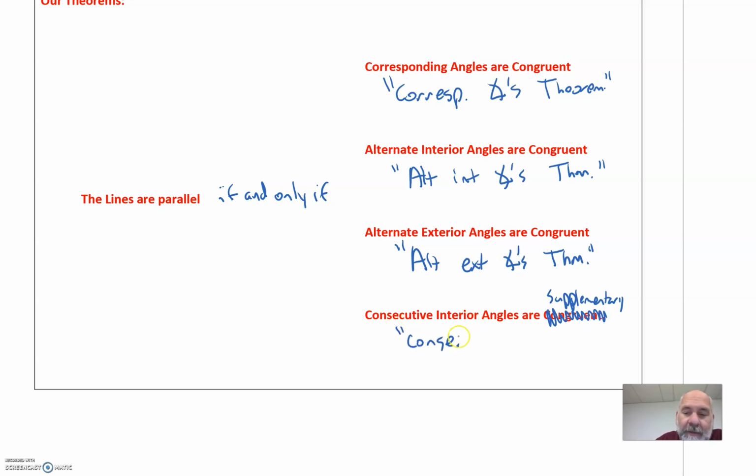the consecutive interior angle theorem. Okay, THM for theorem. Mathematicians, we like to abbreviate.